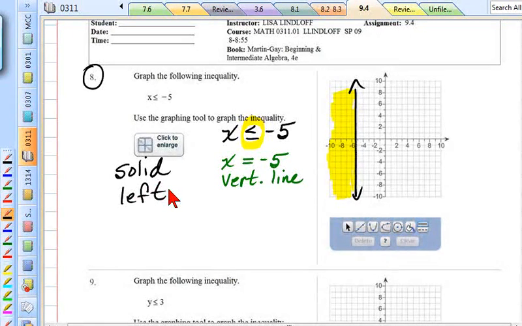So the solid and dotted part is still appropriate, but you do have to think in terms of less than is to the left, greater than is to the right.